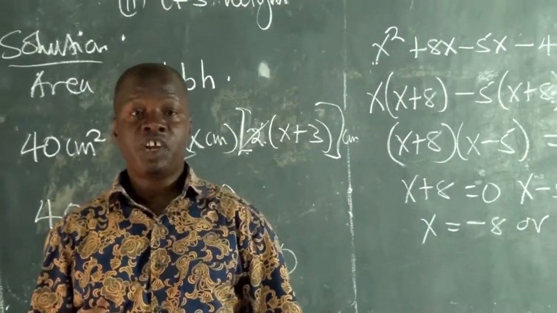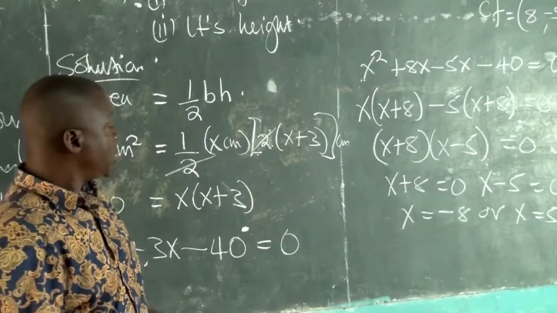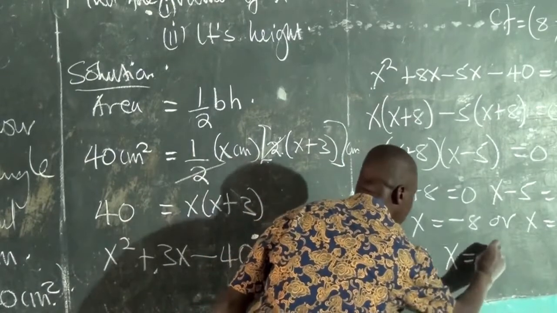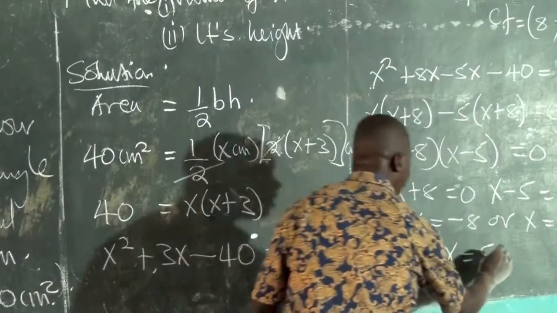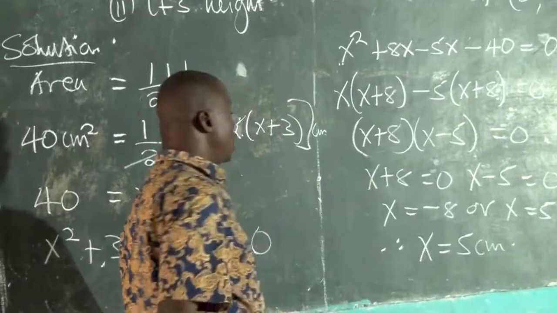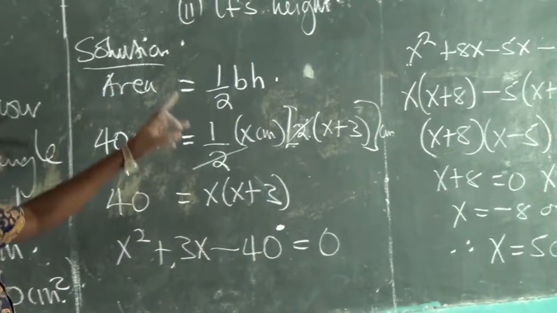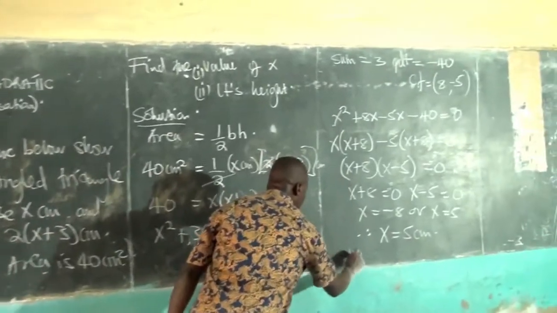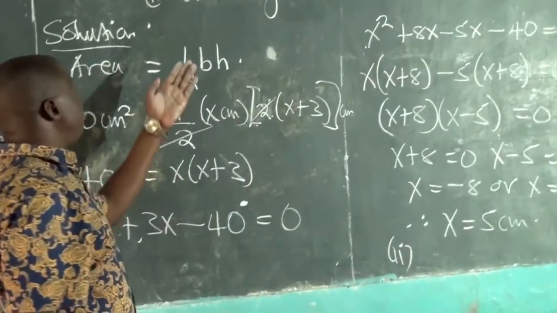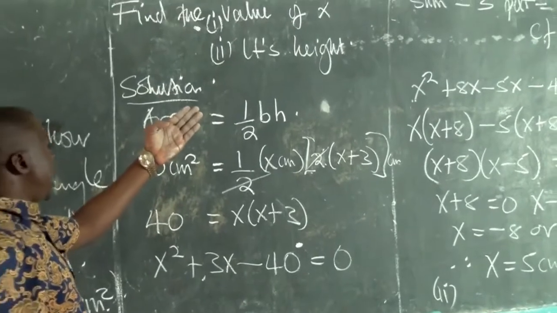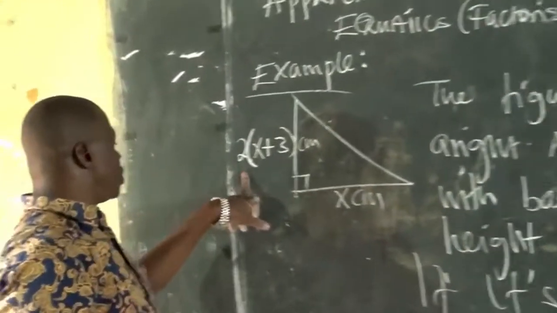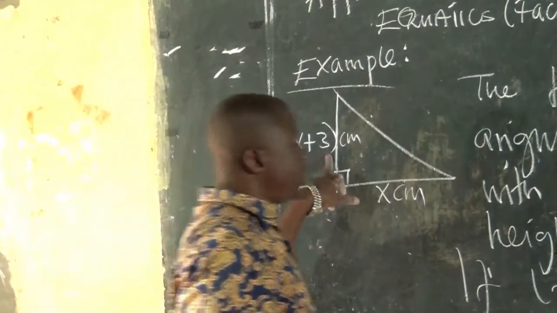However, we don't have a negative for this test. Let's do a conclusion. Therefore, x equal to 5. But these are centimeters. The x value is 5. Then Roman number 2, we want also to find out the height. Our height is 2 into x plus 3.